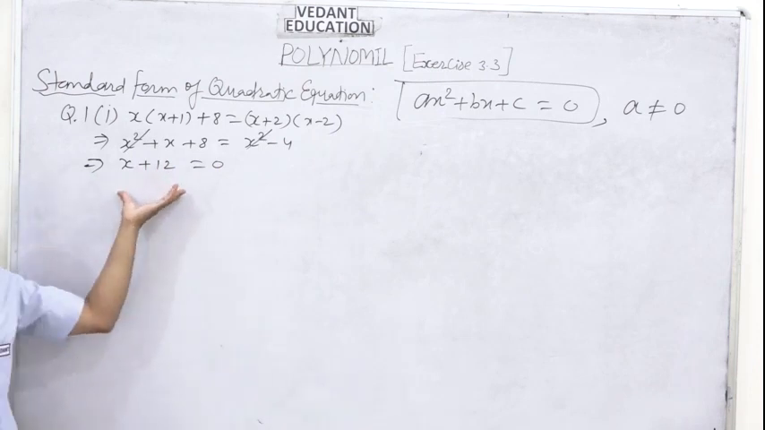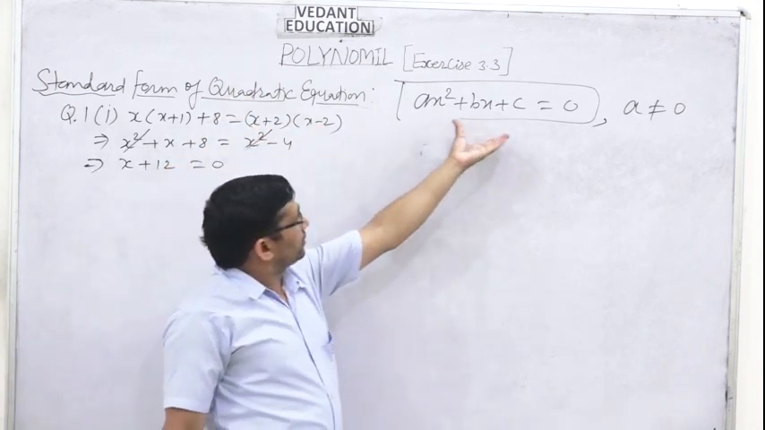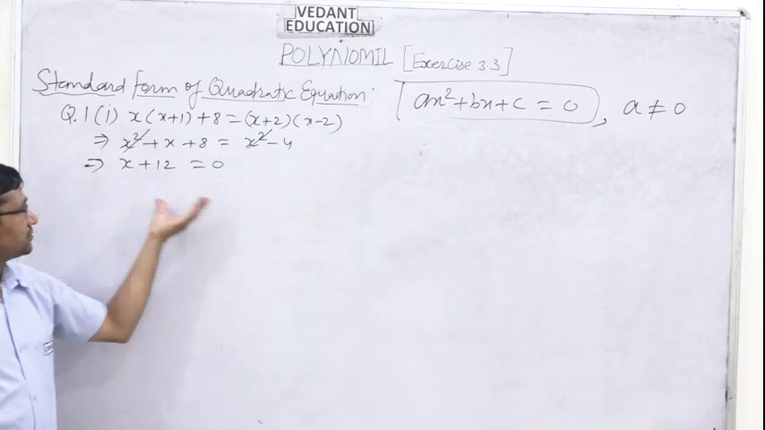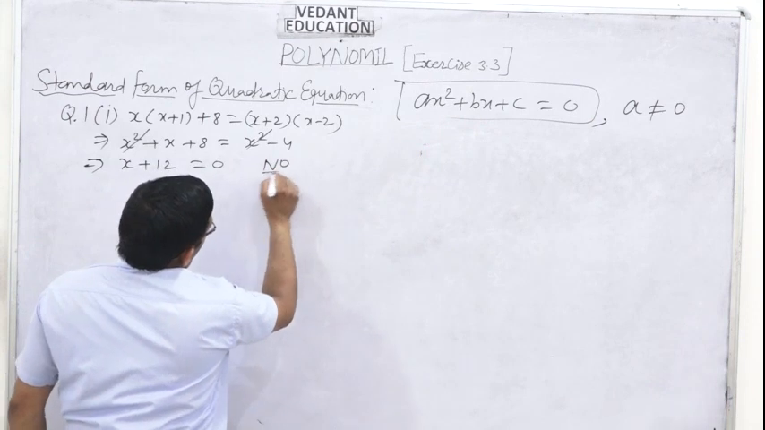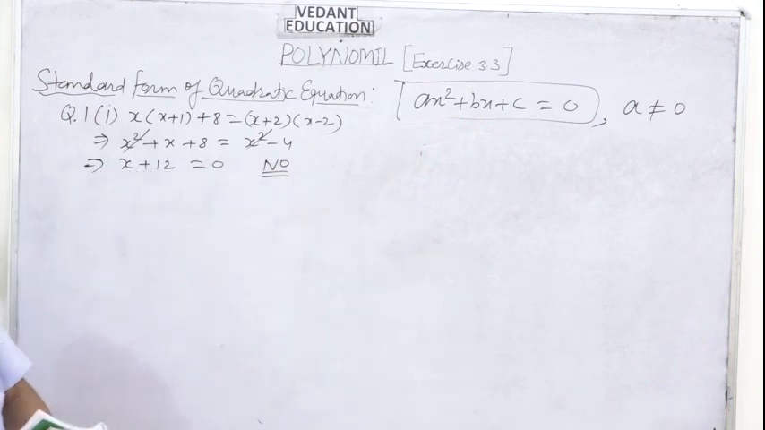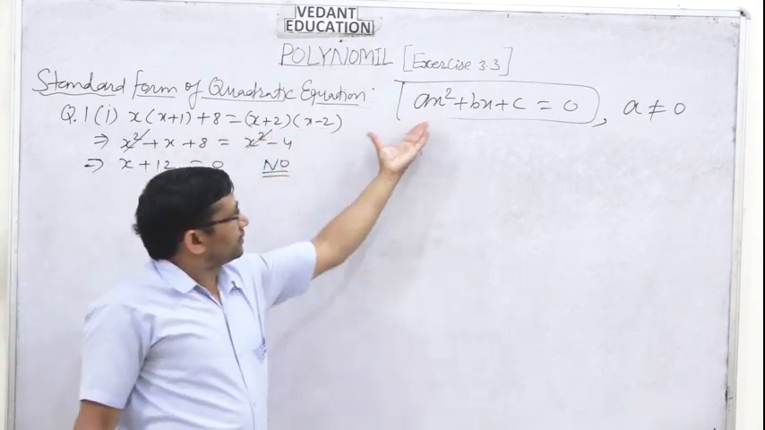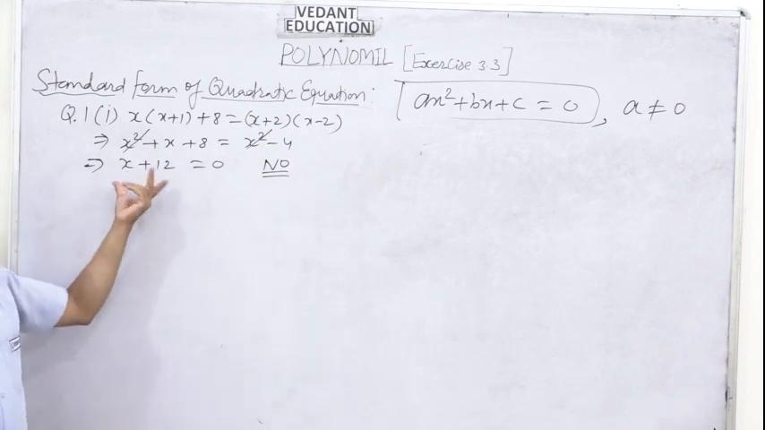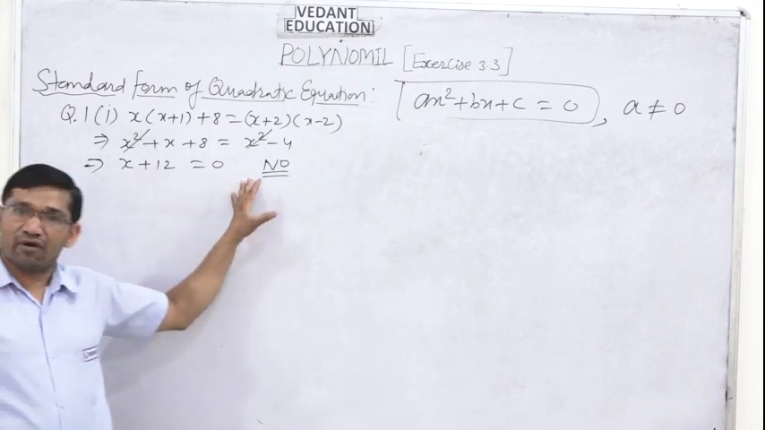Because this equation has degree 1, but the standard form of a quadratic equation has degree 2. It means this is not a quadratic equation. So our answer is no. This is not a quadratic equation because its degree is 1. और अपन इसे कंपैरिजन करेंगे तो भी इसके अंदर अपने पास x स्क्वायर कोएफिशिएंट, this equation does not have a coefficient of x square. This is not a quadratic equation.